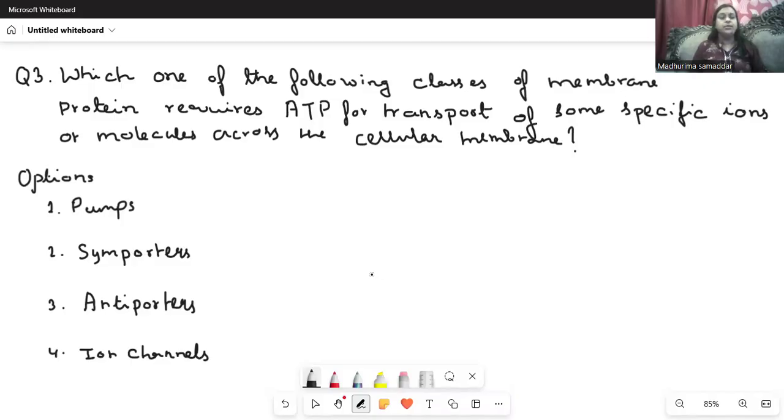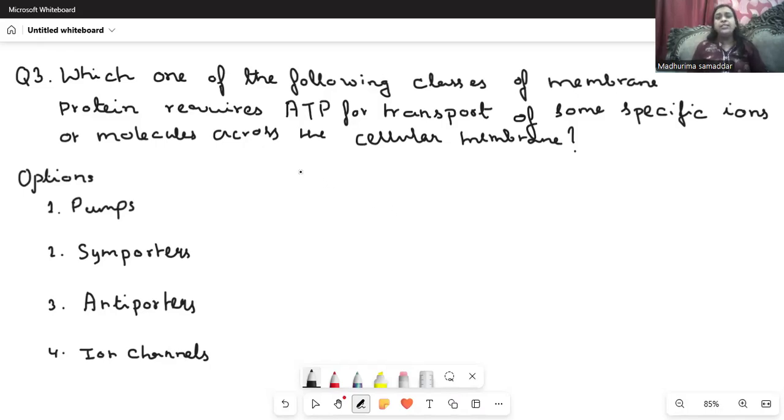I'm Dr. Madhurima Bhaumik. Let us continue solving the question paper of IIT JAM Biotech. We are in question number 3. The question is, which one of the following classes of membrane protein requires ATP for transport of some specific ions or molecules across the cellular membrane? The options given are number 1, pumps. Number 2, symporters. Number 3, antiporters. And number 4, ion channels.